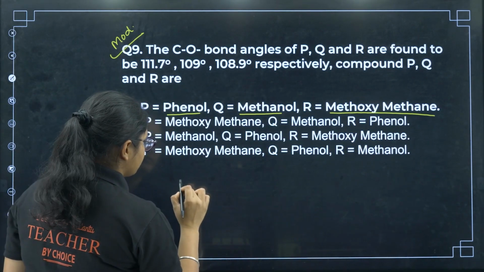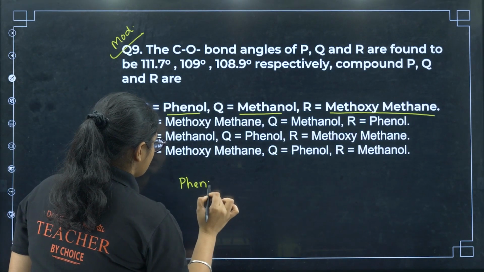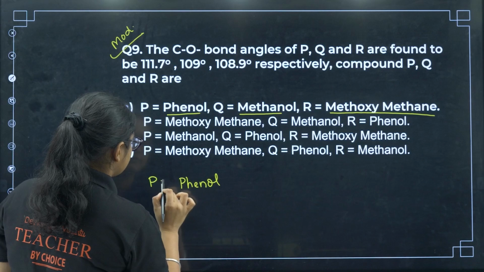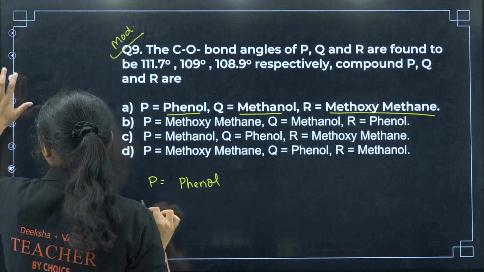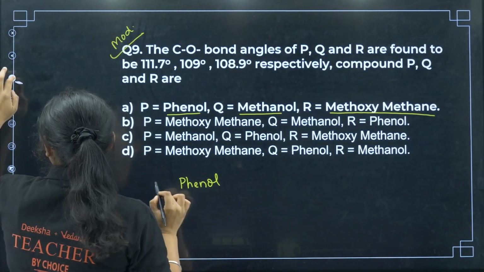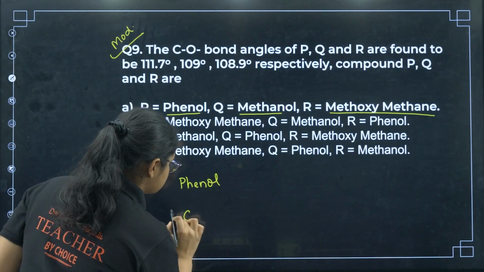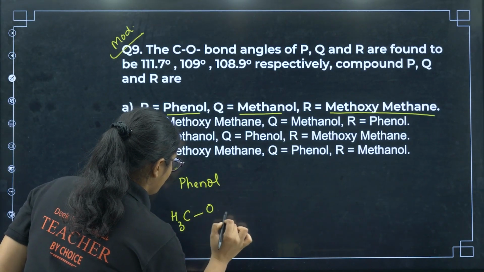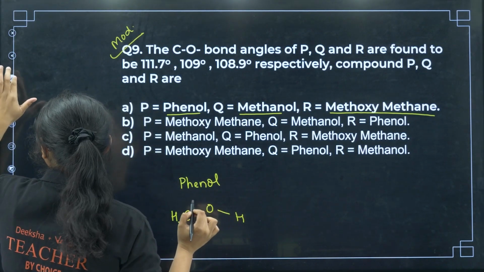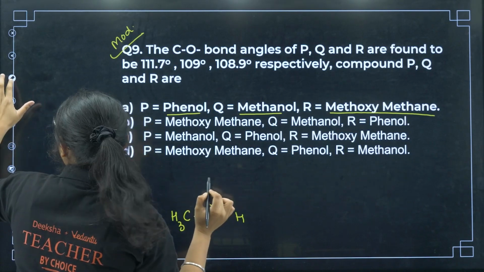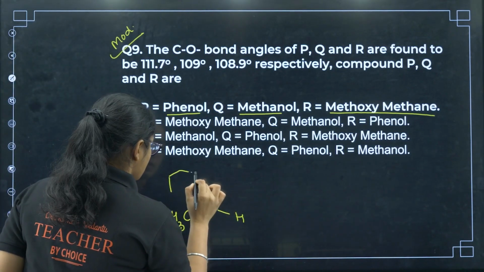So I can say we have one phenol, P is phenol, and I have one alcohol, that is methanol, CH3OH. I'll write it in structure form so that we can find the bond angle easily.